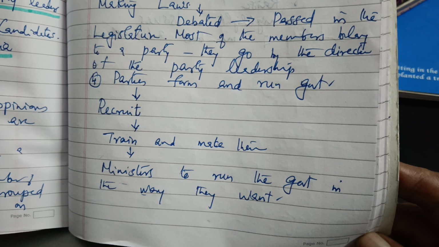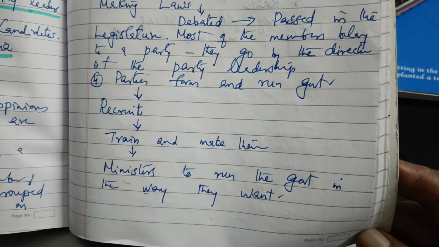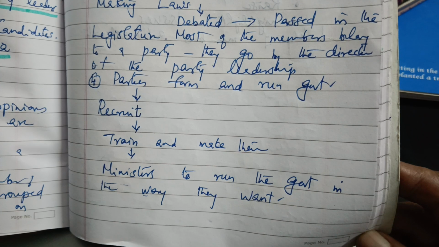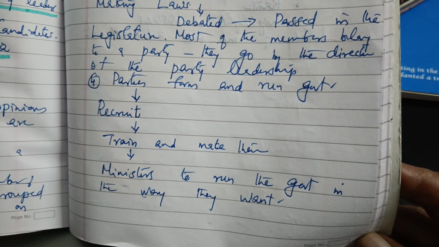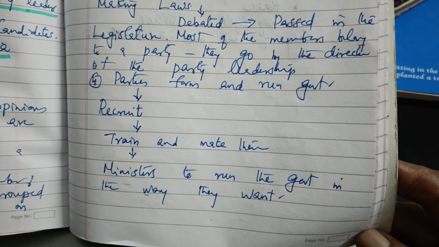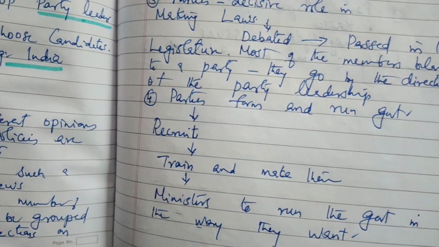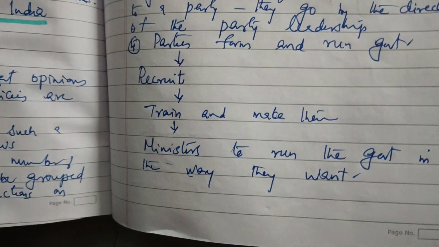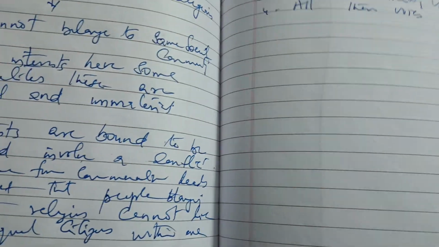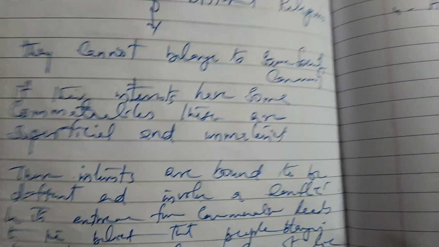So once more: parties contest elections, parties form policies and programs, parties make laws, and they have the decisive role in making laws. And the fourth point: parties form and run the government. They recruit, train and make the ministers to run the government in the way they want.